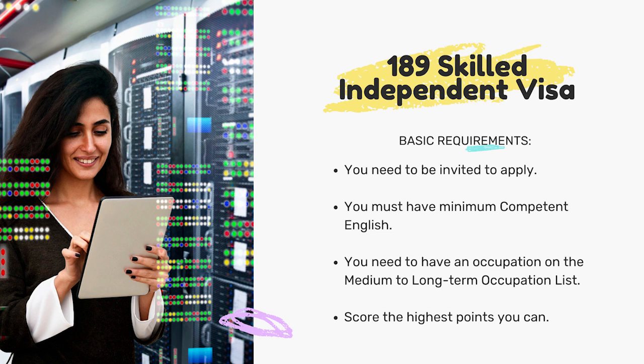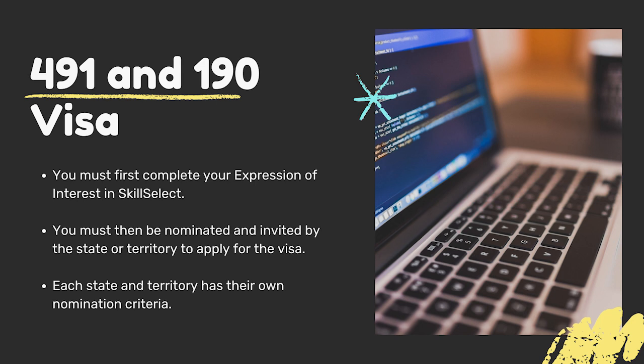So you'd have to complete an expression of interest on SkillSelect. However, for the 491 and 190, basically you have to be nominated by the state. So one of the states, by South Australia, by Victoria, by New South Wales. So in addition to whatever the legislation says in relation to 491 and 190 to be eligible for an invitation, you also have to be nominated by the state. So you have to go to the state's individual website and review those requirements to see if you meet them.